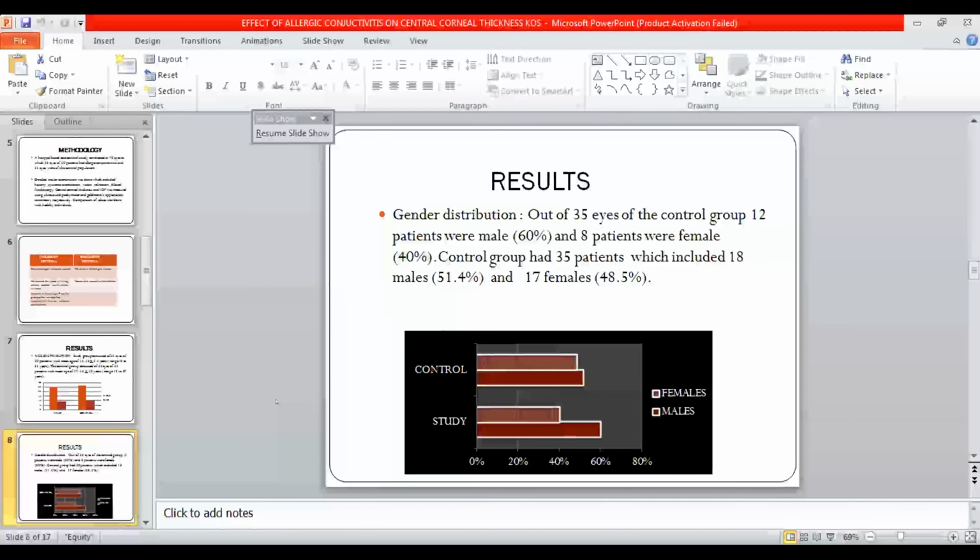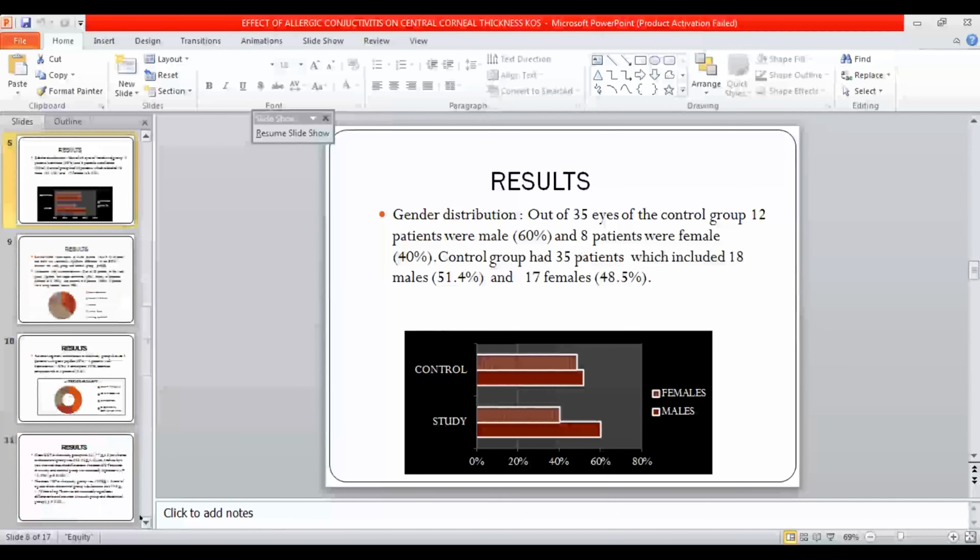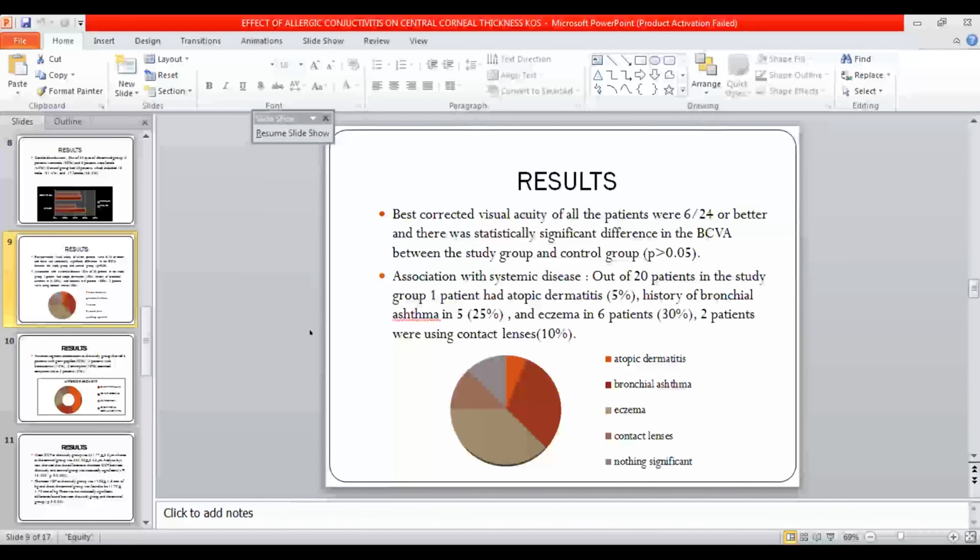The gender distribution: out of 35 eyes of the study group, 12 patients were male and 8 patients were female. The control group had 35 patients with 18 males and 17 females. Best corrected visual acuity of all the patients was 6/24 or better, and there was no statistically significant difference in the best corrected visual acuity between the study group and the control group.